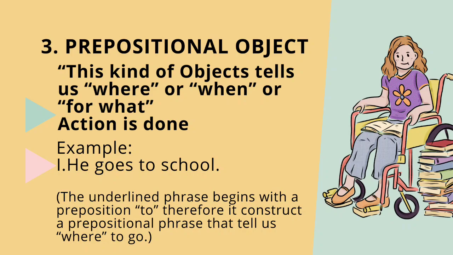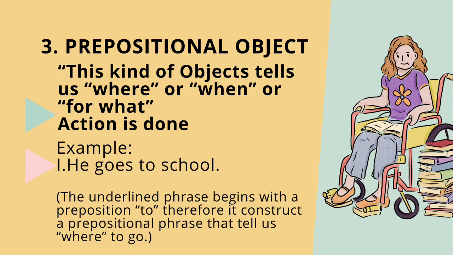He goes to the market. He goes to the bazaar. He goes to the shop. So this is very important to understand. The word, or the noun, which starts with a preposition constructs a prepositional phrase, and this is also called the object of the preposition. The underlined phrase begins with the preposition to, therefore it constructs a prepositional phrase that tells us where to go.